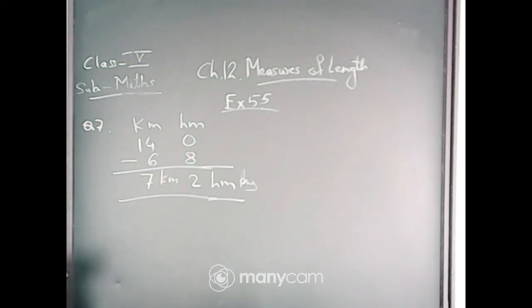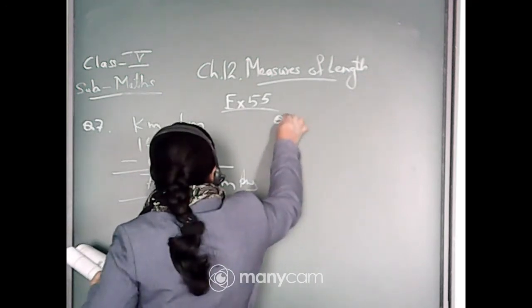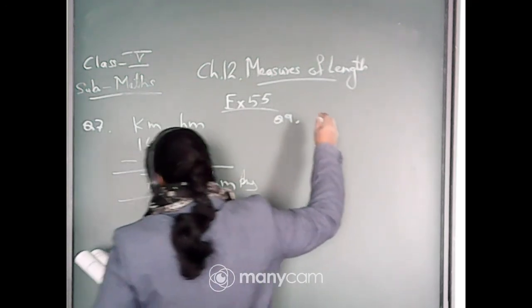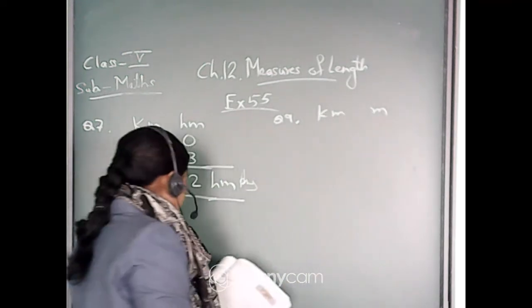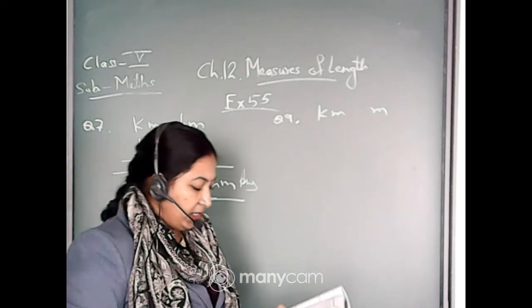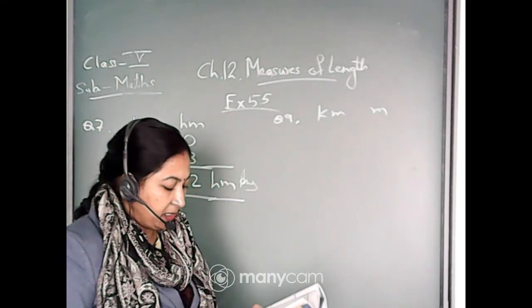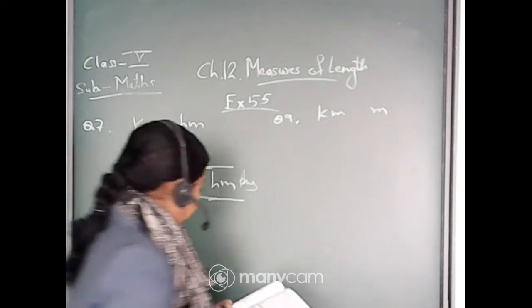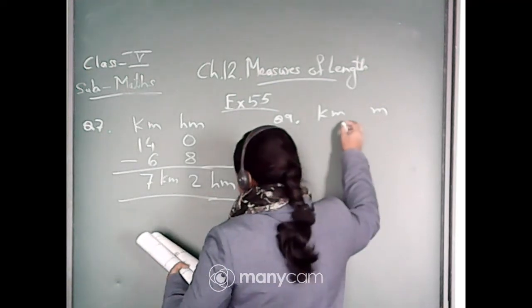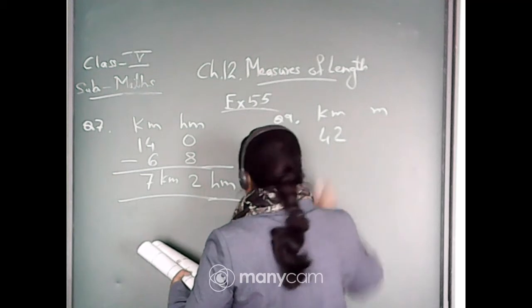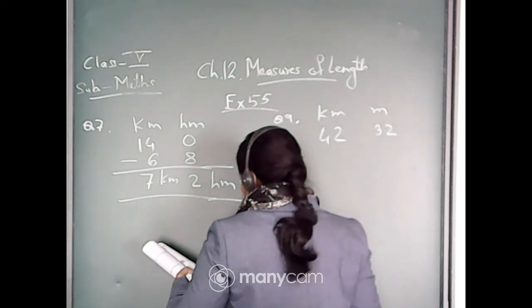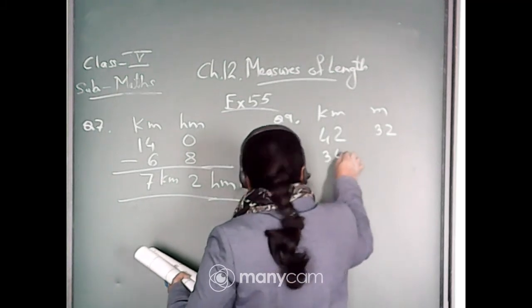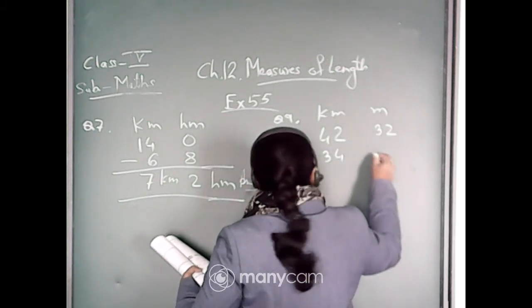Now write question number 9. Question number 9 is again kilometer and meter. It is told 34 kilometer 68 meter from 42 kilometer and 32 meter. So let us write this one. In place of kilometer it is given 42, in place of meter it is given 32, and here it is given 34, and here it is given 68.